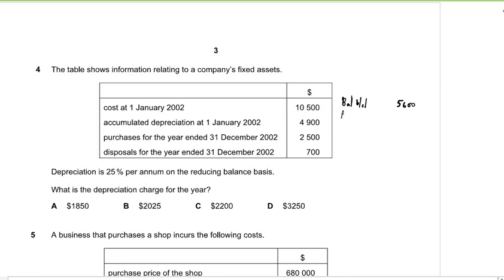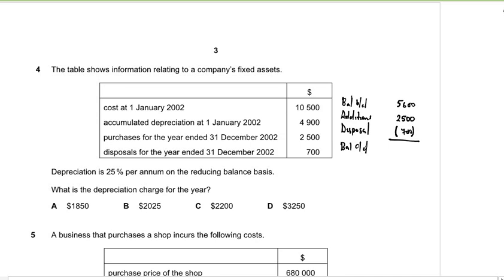Right, then additions, obviously additions will be made at cost. Right, so additions of 2,500, right? Then we have a disposal, right? This disposal, we are not told whether it is a cost or it's a net book value, so we just make an assumption that it is a net book value at 700, right? Then we get our closing net book value, balance carried down.